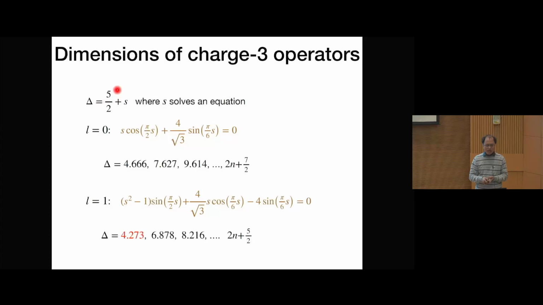So the dimension can be written as 5/2 plus s, where s is a solution to certain equations that depend on the angular momentum of the operator. For the operator carrying angular momentum L equal to 0, this is the equation, and it has an infinite number of solutions. The first one corresponds to an operator with dimension 4.666. For the L equal to 1 operator, the equation is slightly more complicated, and the lowest dimension operator is found in the L equal 1 channel, and it has dimension 4.27.